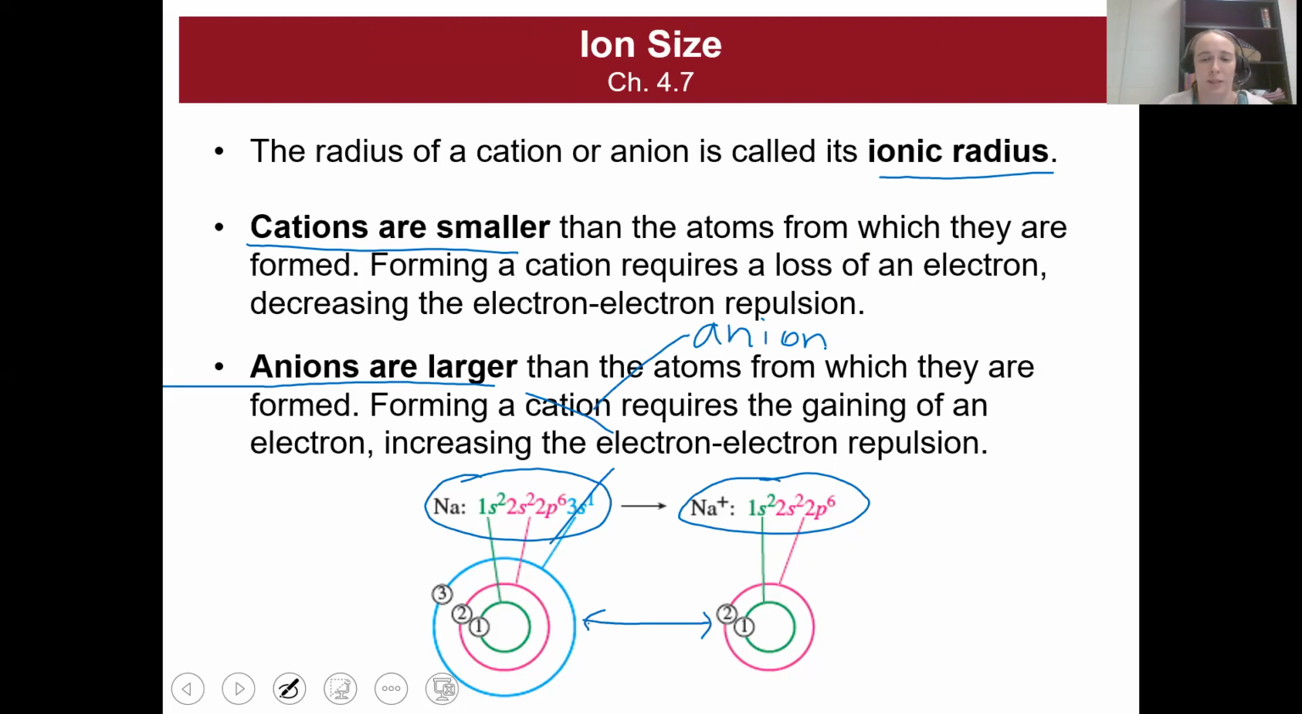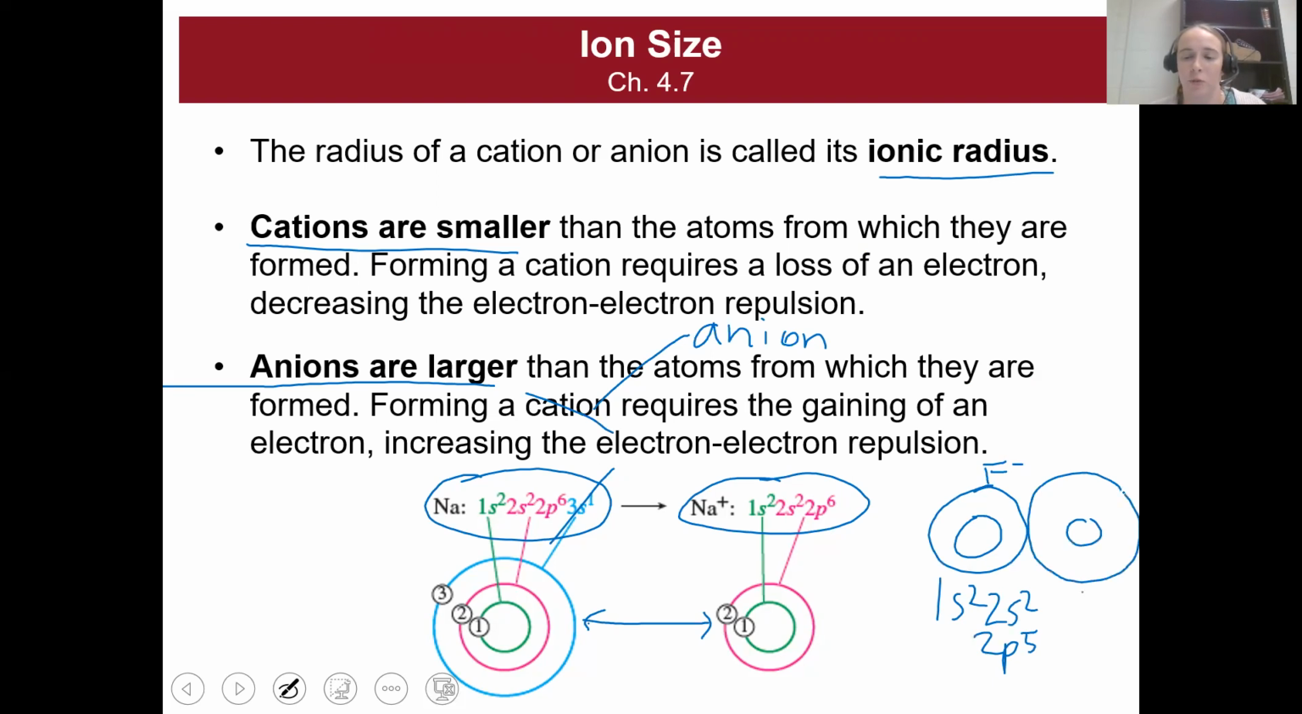It could go the same way as this, so they didn't have a figure of this in your book, but it could go the same way if you have, for example, fluorine. Fluorine -1 has a 1s2, 2s2, 2p5, and if we add an electron to that, we're going to make it bigger because now we're going to have a 2p6 in there. We're going to have an extra electron floating around.